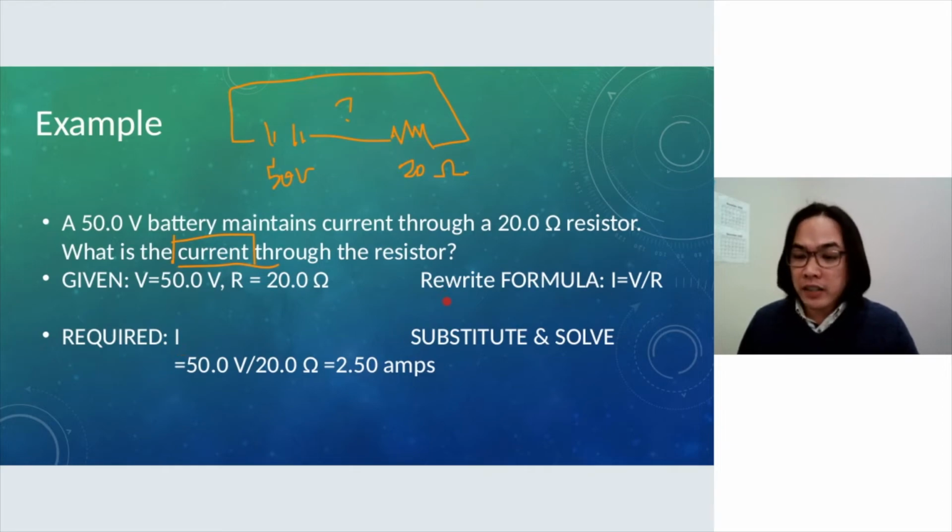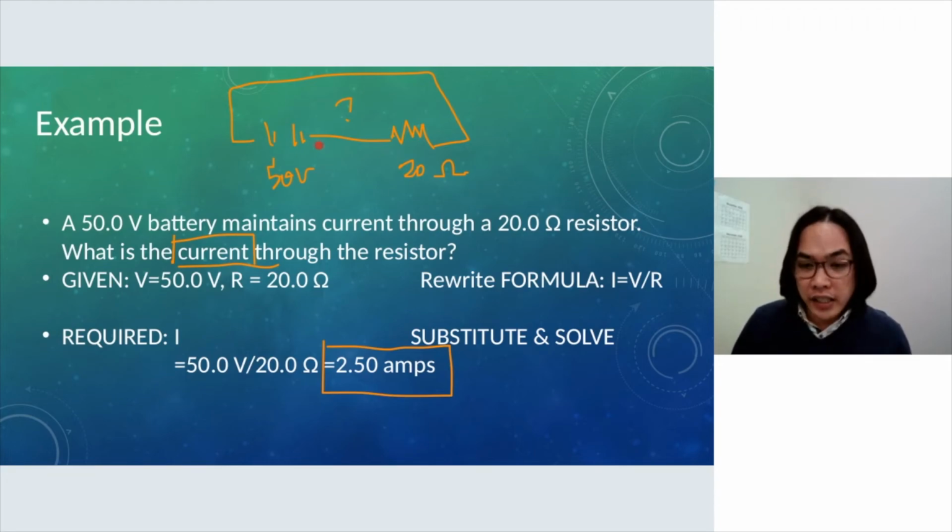Then I'm going to rewrite the formula. So the formula for I is equal to V divided by R. And then I'm going to substitute and solve. So V is 50 divided by your R, which is 20. 50 divided by 20 is equivalent to 2.50. And then you will need to write the unit for current, which is amperes. So 2.50 amperes is the final answer, or 2.50 amperes is the current that is flowing through the resistors.